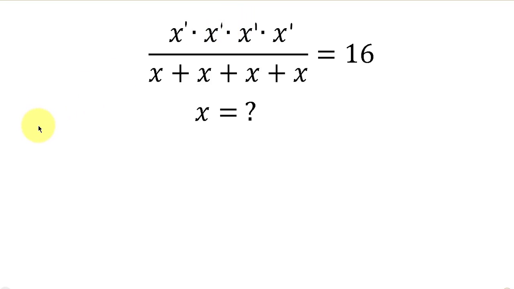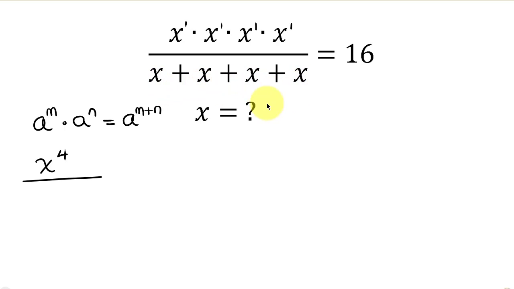And according to indices, when I have a to the m times a to the n, this will be equal to a to the m plus n. Good. So now let's apply this here. So we have x to the, let's add up the powers. 1 plus 1 plus 1 plus 1, that is 4. Very good. All over. Now the denominator, x plus x plus x plus x, that is 4x. And this is equal to 16.